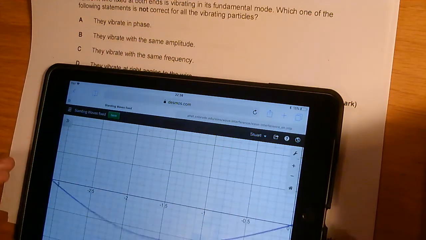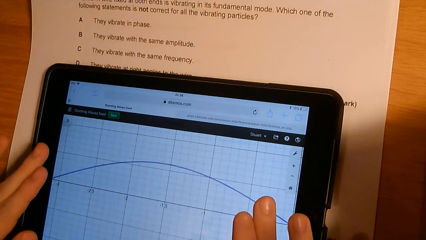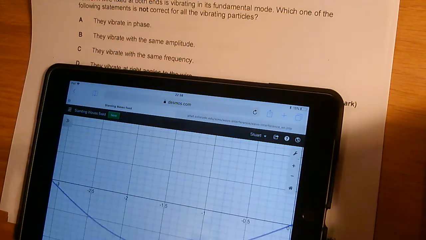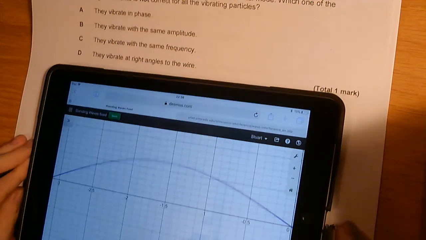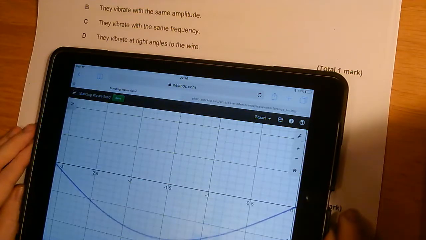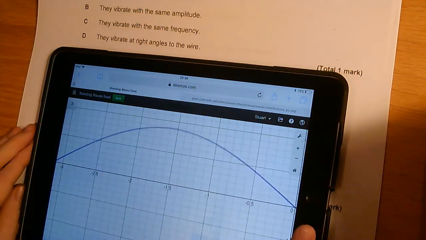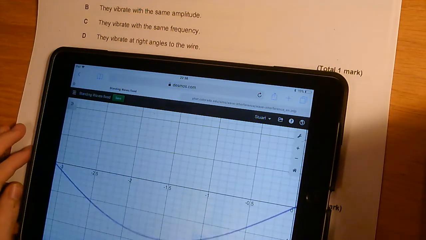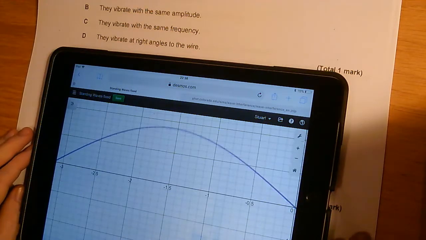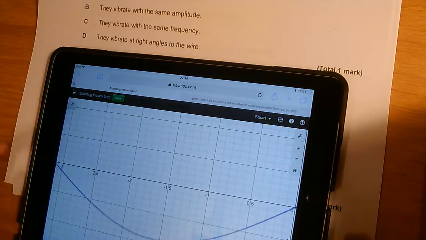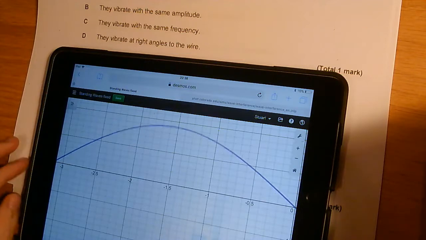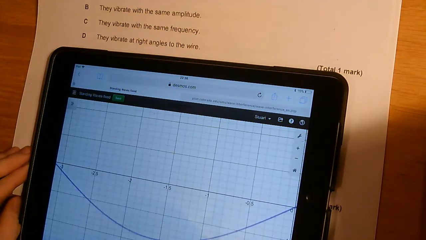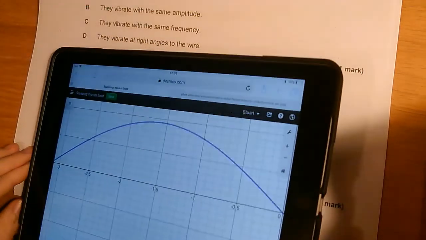Yes, they do. They're all taking the same amount of time to do one complete cycle, so therefore they've all got the same frequency. They vibrate at right angles to the wire. Again, the wire is in this direction, the vibration is in this direction. So you know it is moving at 90 degrees, at right angles. So the answer to 10 has to be B.